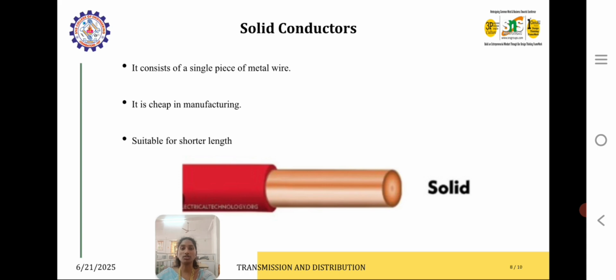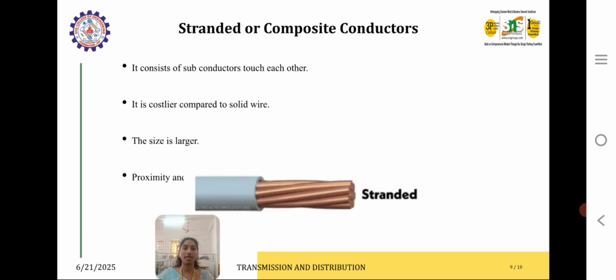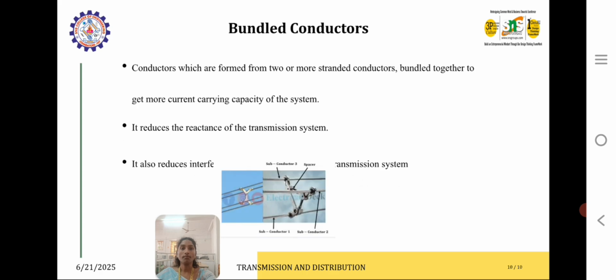Next we deal with stranded conductors, where many solid conductors are twisted together, and as shown in the picture, it consists of many subconductors touching each other. It is costlier compared to the solid wire, because n number of solid wires are used, so it is a little costly, and the size is larger. Next one is bundled conductors.